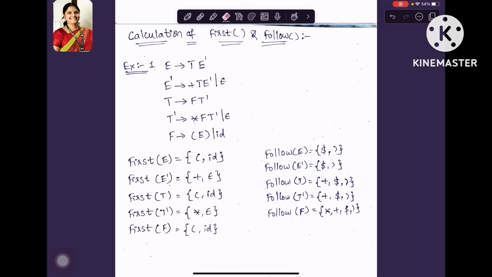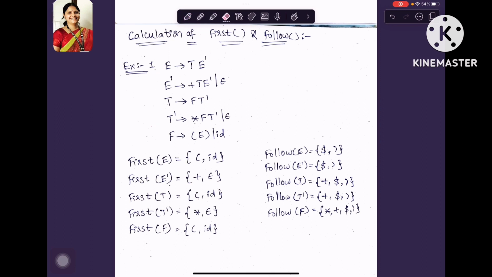Here we have considered the productions: E produces TE', E' produces +TE' | epsilon, T produces FT', T' produces *FT' | epsilon, and F produces (E) | ID. These are the productions we have considered for calculating the first and follow.